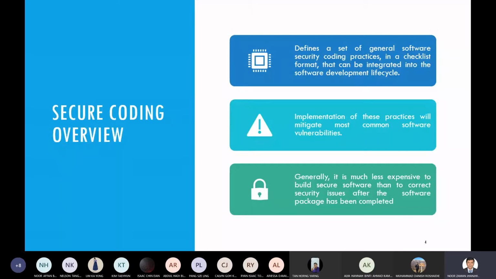If we just have an overview, you can see from these 3 points, the first point says: define a set of general software security coding practices in a checklist format that can be integrated into the software development lifecycle. As an overview, how do we make sure that all of these standards are applied?